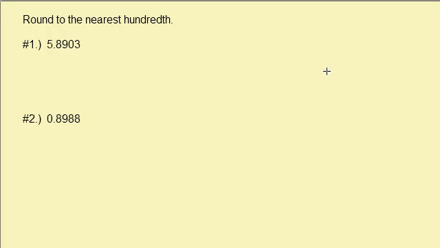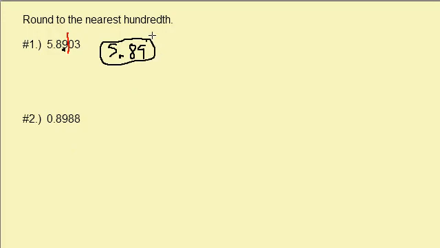Let's look at another one. Round to the nearest hundredth. So we have tenths, hundredths. That's the 9. So we need to look to the right of the 9, and that's a 0. That's less than 5, so the 9 stays the same. So we have 5.89.